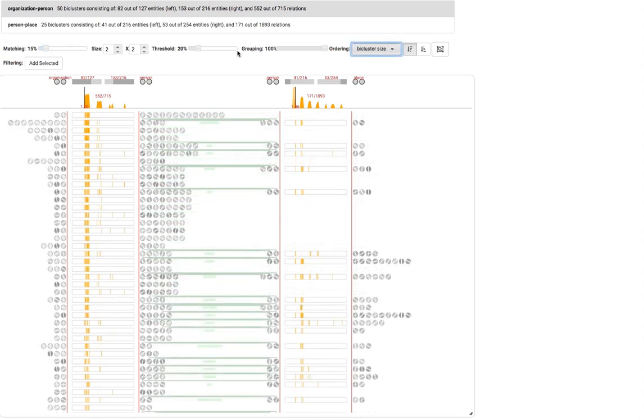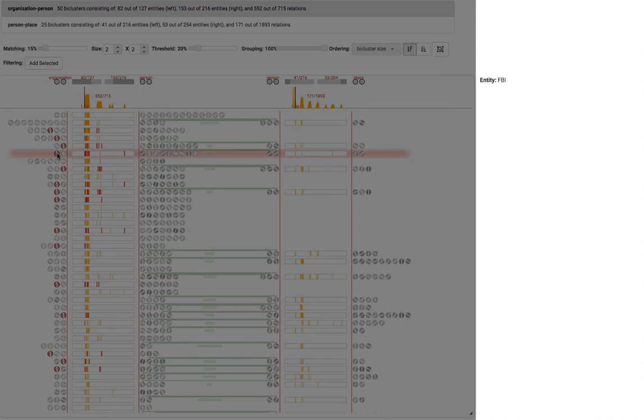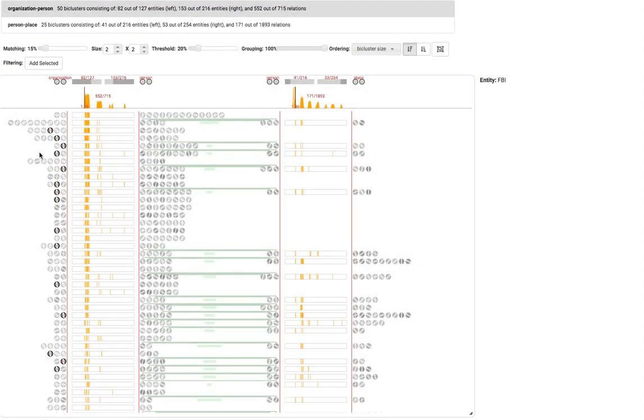A darker circle in the organization domain draws Emma's attention, indicating that the entity exists in many biclusters. Hovering over it further highlights that entity in the biclusters and its corresponding relationships. The information area displays the name of the organization, FBI, which is trivial because it's one of the sources of the reports. So Emma filters it out. Similarly, she filters out CIA.